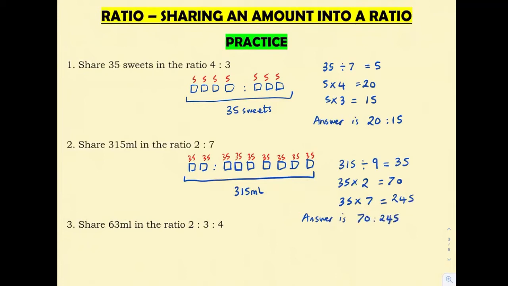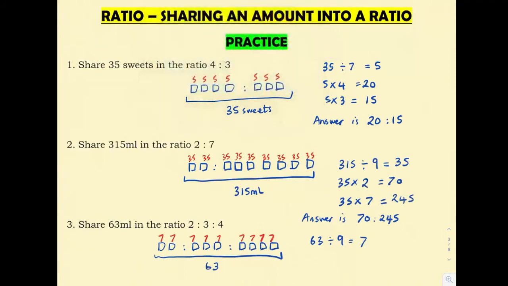And finally, for the last question, where I'm splitting the 63 into 3 different parts, I've got 2 parts, 3 parts, and 4 parts. And I want to share 63 into those. So 63 divided by 1, 2, 3, 4, 5, 6, 7, 8, 9, which is 7. We'll have 7 in each part.